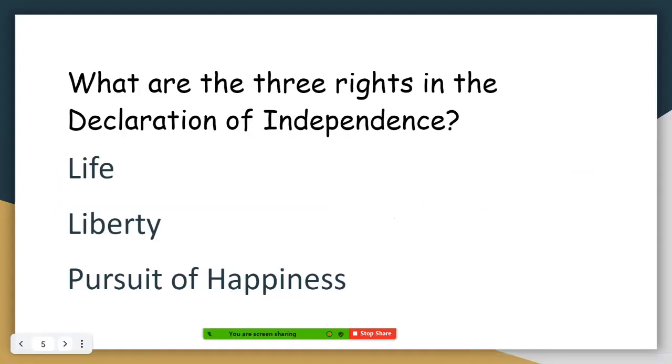Our next question, what are three rights in the Declaration of Independence? And those three are life, liberty, and the pursuit of happiness. So an L, an L, and a P each. So remember, life, liberty, pursuit of happiness.